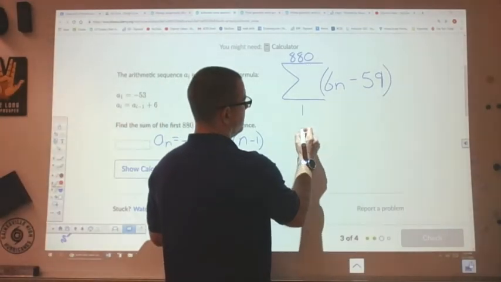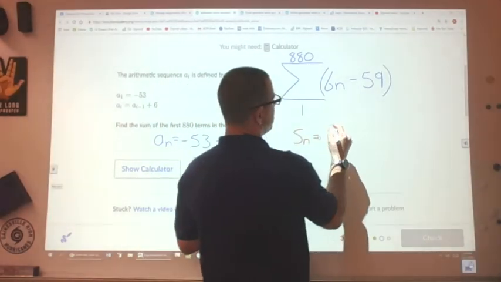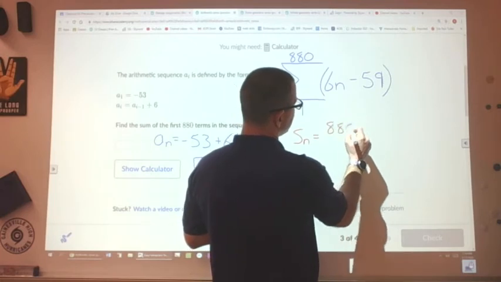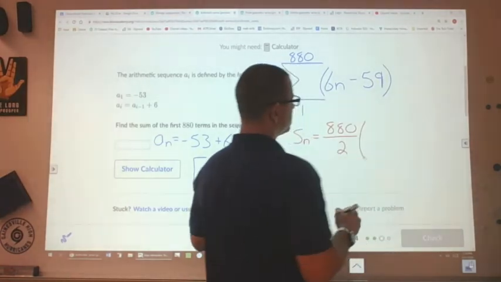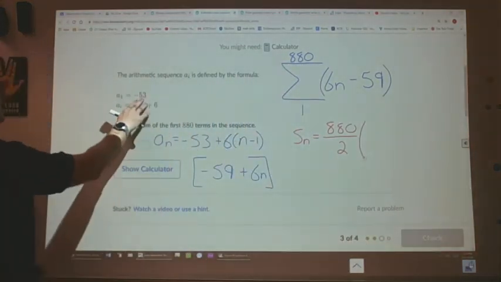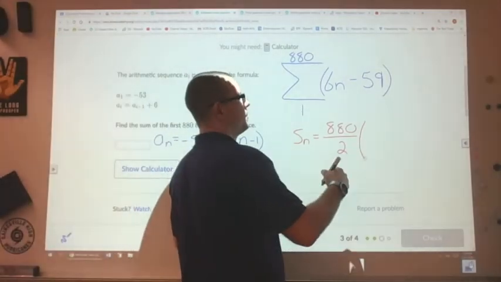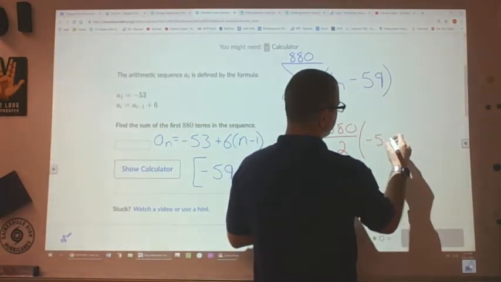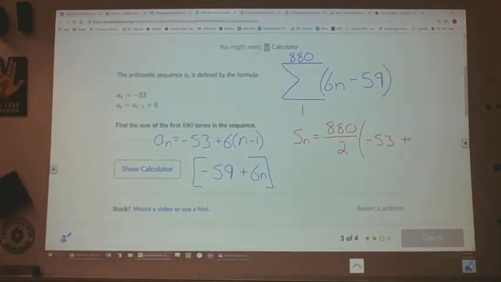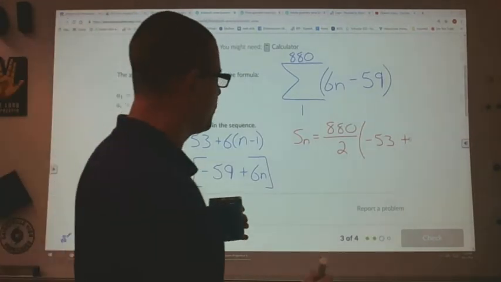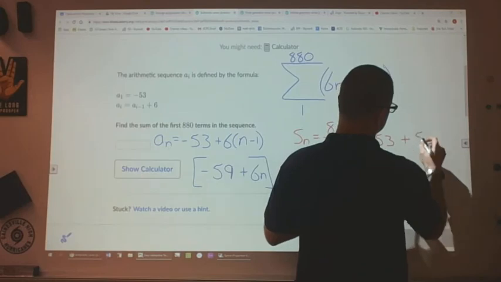Here, S sub n would be 880 minus 1 plus 1 over 2. First term is going to be, well, we know the first term is negative 53. So 6 times 1 minus 59 is negative 53. The last term is going to be 6 times 880 minus 59. It's 5,221.